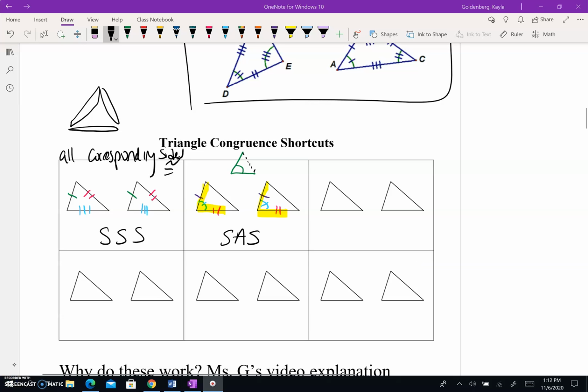So think about it like if you have 2 pencils that are connected in a specific way and you're not allowed to change the angle between them, they're stuck. You can only connect along that one line, and that's what this is trying to show here.